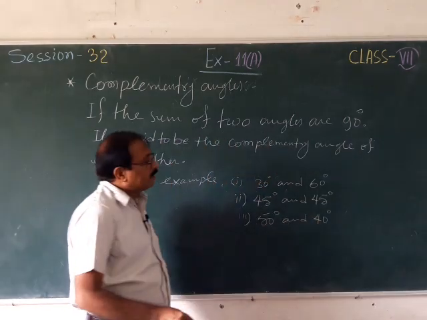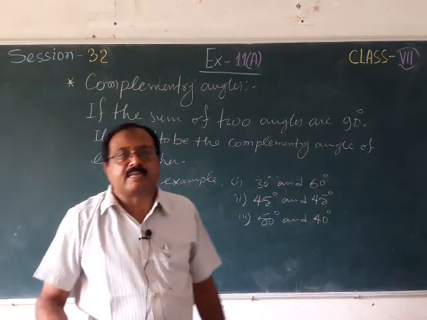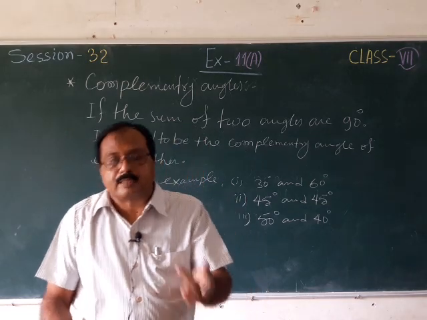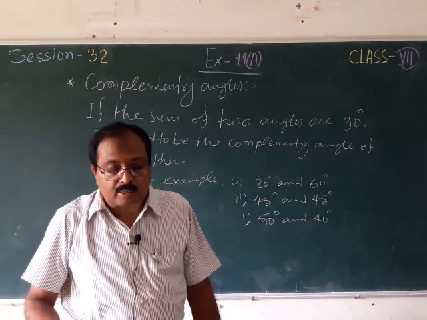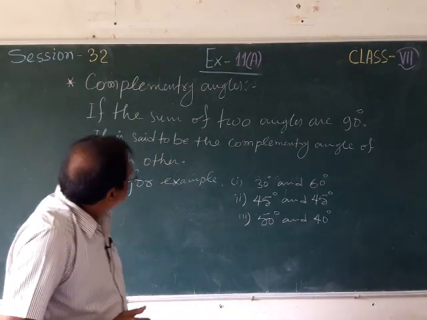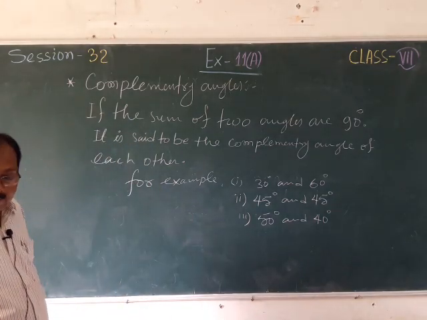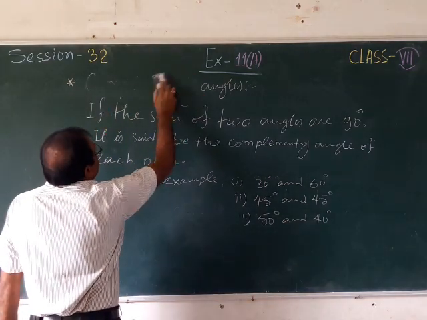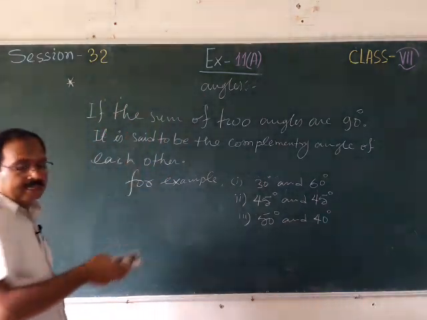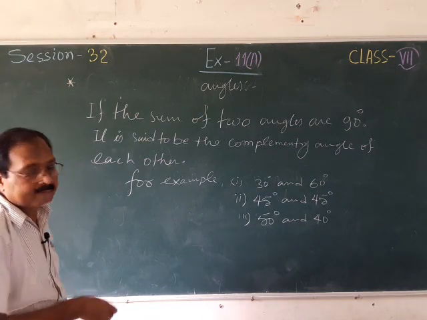So these are the pairs of two angles. Complementary angles are the pair of two angles whose sum is 90 degrees. These are called complementary angles. Then I can talk about supplementary angles. So after complementary angles, I can talk about supplementary angles. What are supplementary angles?